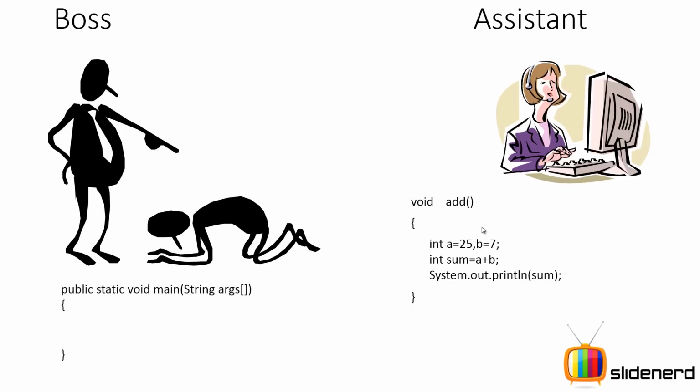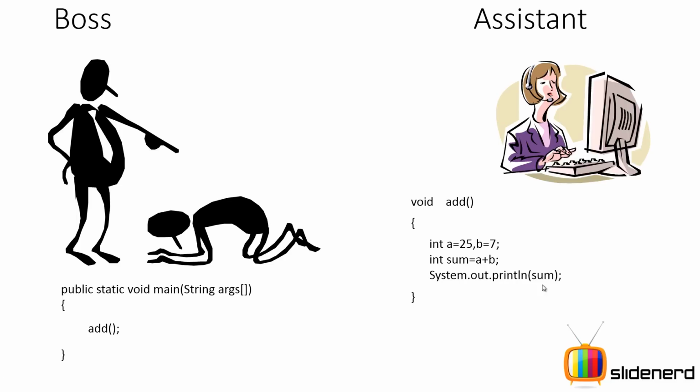Here's your boss. Now look how smartly your boss is getting the work done. The boss simply says add and puts a semicolon here. So now what happens? Well, as soon as you say add over here, the assistant is called and told, hey, do this addition for me, alright? So the assistant is gonna be like, okay, a is 25, b is 7, sum is a plus b, alright, I'll print it out and I'm done. And that's what happens when you call assistants. Methods in Java work like assistants.